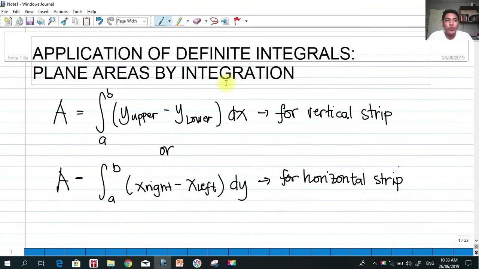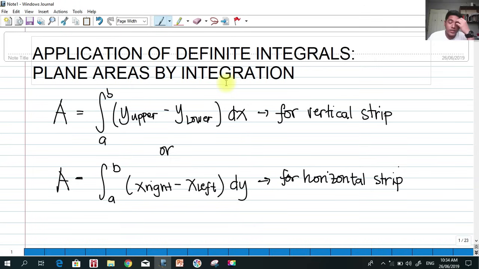Hi, so for today we're going to talk about the application of definite integrals, more specifically plane areas by integration. We can also use definite integrals for finding the areas of a plane, of two curves, in an xy coordinate. So we have two methods of finding the area bounded by two curves, or one curve for the x-axis and one curve for the y-axis bounded by these two coordinates, x and y.